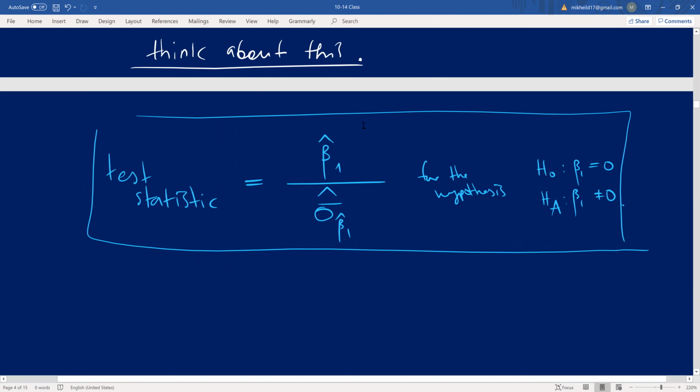Professor, how come you don't subtract 0 in this one? We do, but when you subtract, it doesn't change anything. Oh, right. Yes, but it's a good note though, because we could also test the hypothesis H null, beta 1 is equal to 5. Then you have to subtract 5 from beta hat 1. But that's not what we are discussing right now.